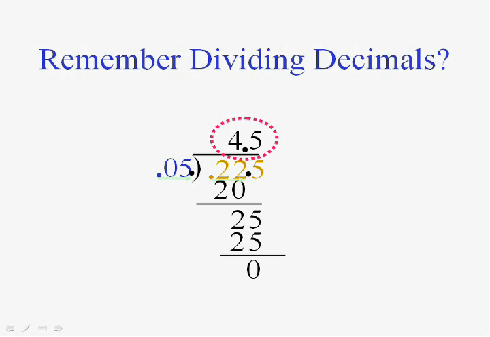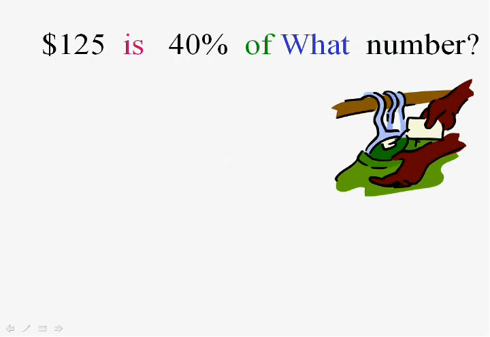Let's try another one involving that. How about a little fire, Scarecrow? What if you were in a store and they were selling dresses for $125 that they said were 40% of the original price? Holy mackerel. Well, I can't imagine what the original price is. Let's figure it out. $125 is 40% of what number?